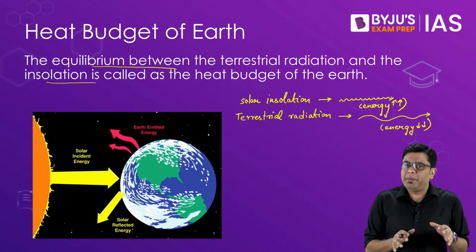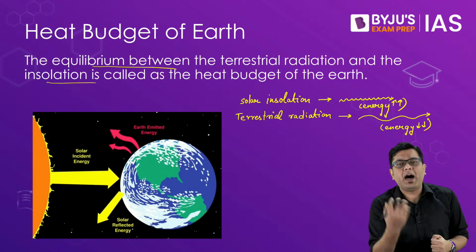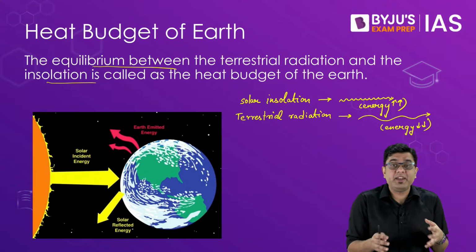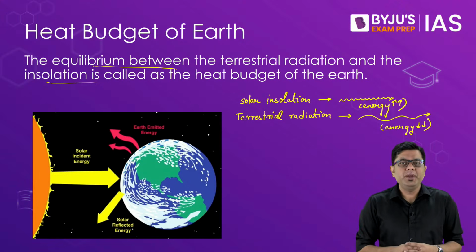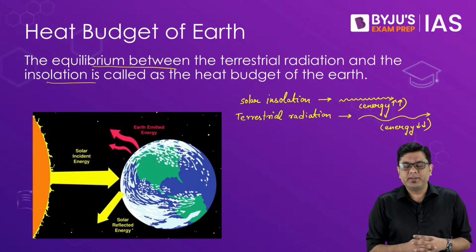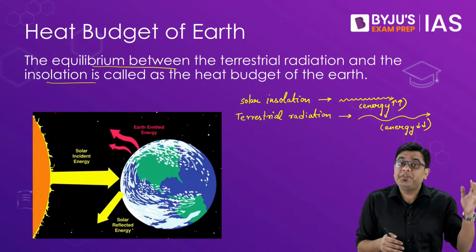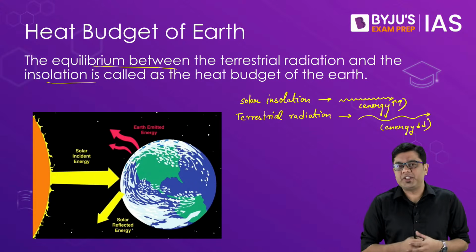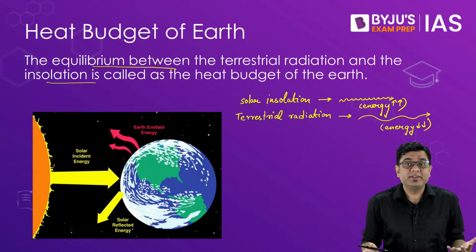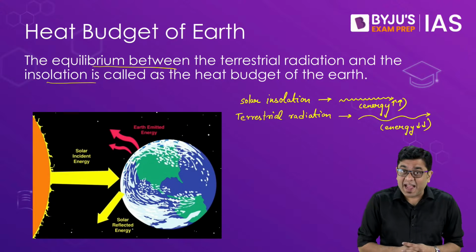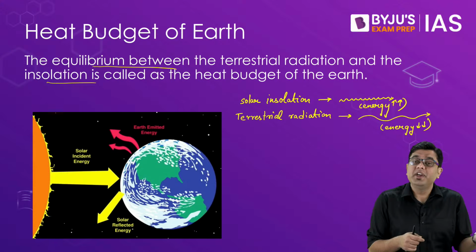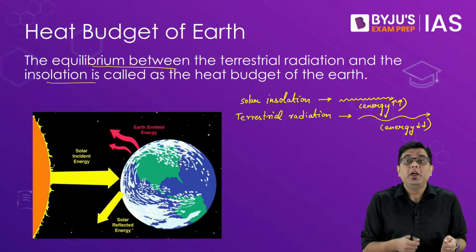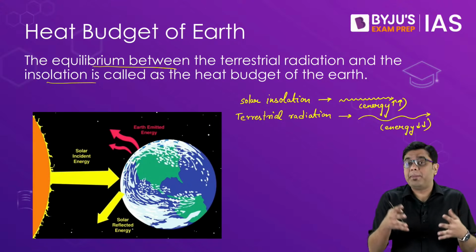Now this balance between the incoming solar radiation and the outgoing terrestrial radiation needs to be maintained, and that is very essential. Why is it essential? Because imagine a circumstance whereby the planet receives more solar insolation and releases less terrestrial radiation. In that case, over a period of time, you will observe that there is a surplus of heat, and the planet will start getting heated up quite consistently and at a rapid pace.